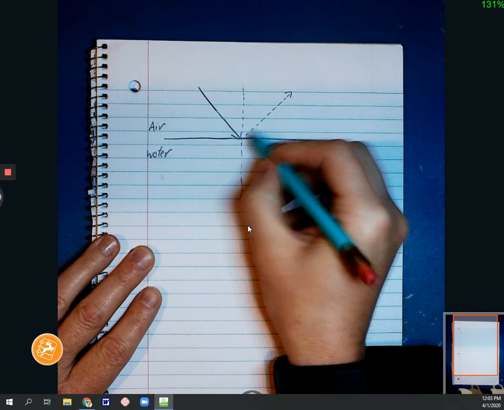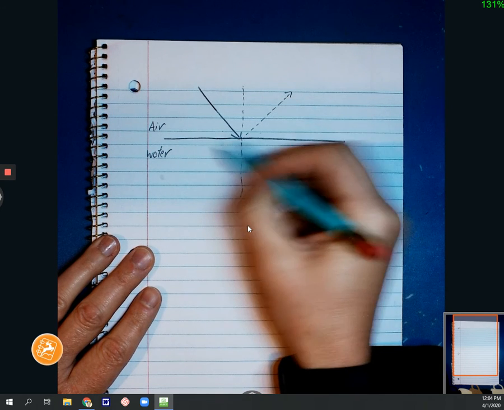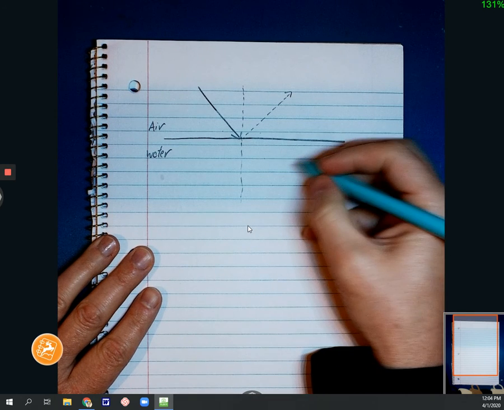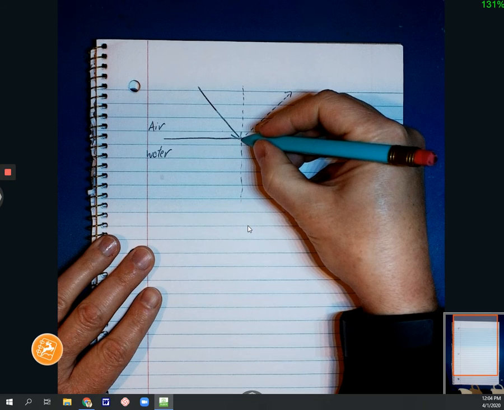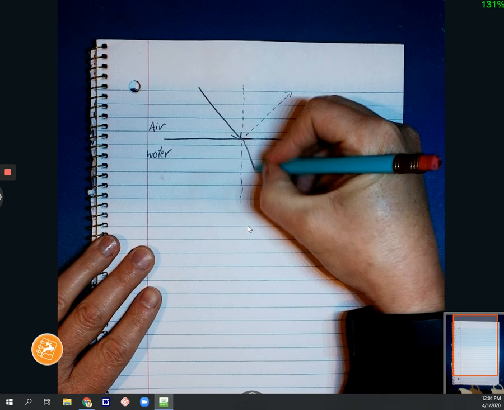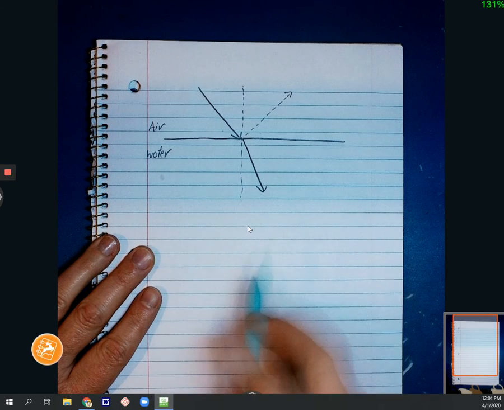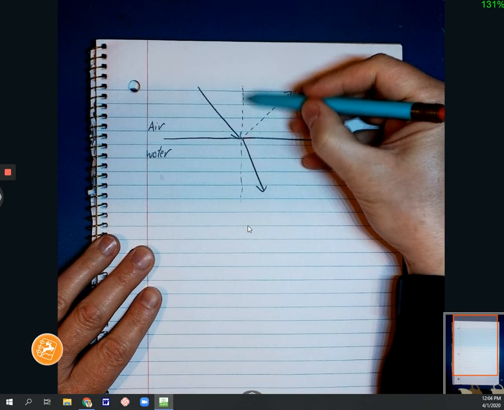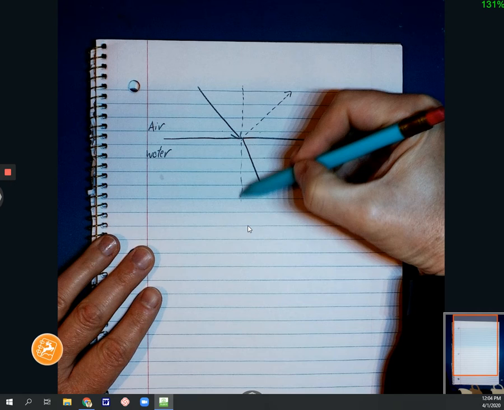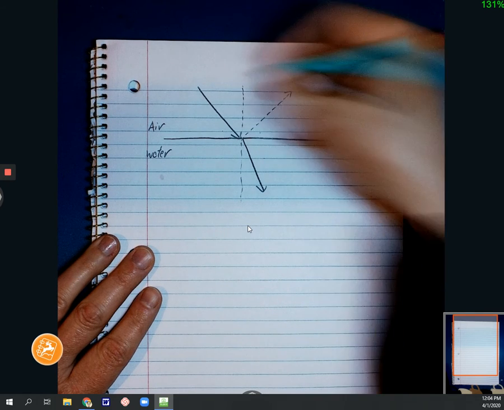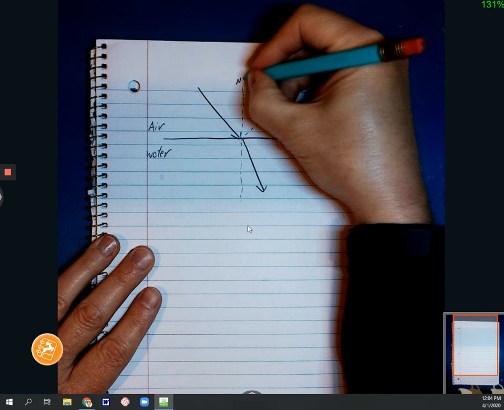However, not all light is going to be reflected if you've got a substance that allows light to pass through it. Instead, what's going to happen is that it is going to be bent. And so when we talk about this imaginary perpendicular line to the surface of our medium, we refer to this as the normal.